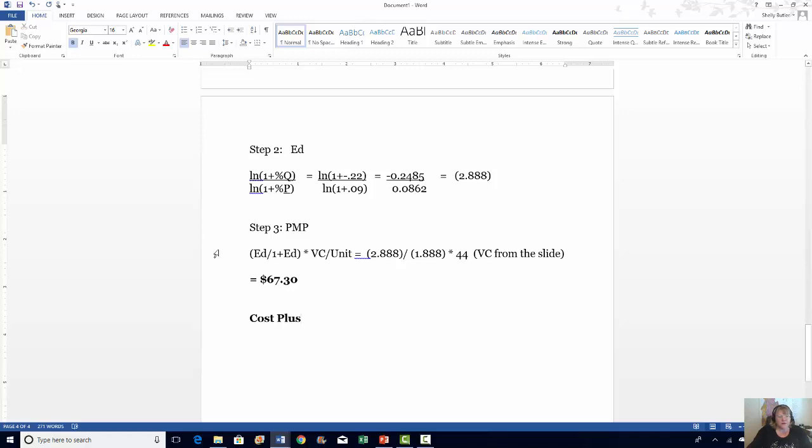Cost plus. I've got my dog out there growling at the door because they don't like the door closed. So if you hear something, it's my dog. Okay.